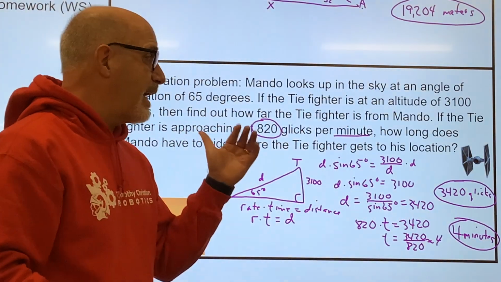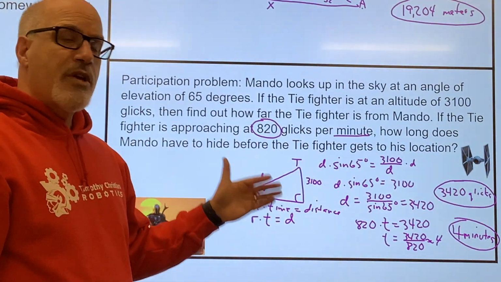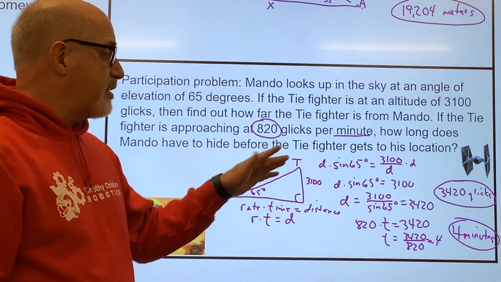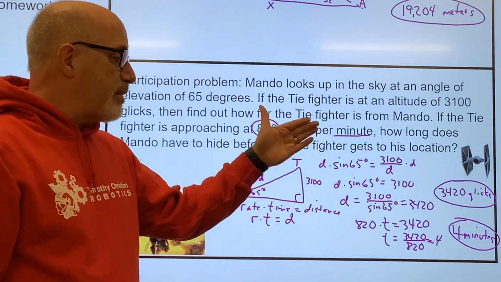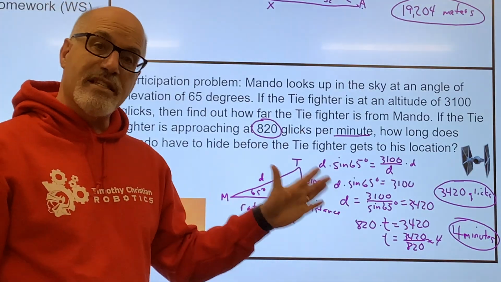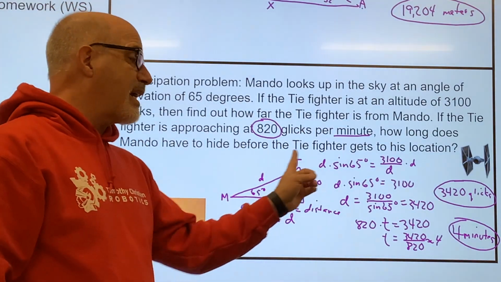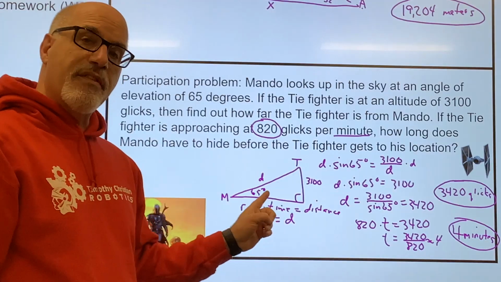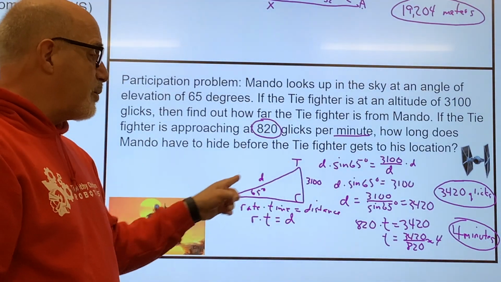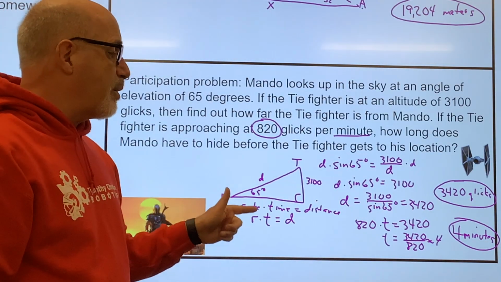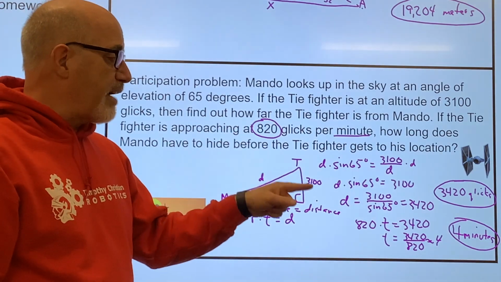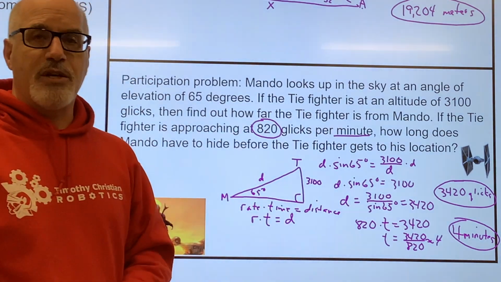So in this problem, again, we drew a picture. From the picture, we selected the correct trig function, and then we did our algebra to solve for the distance between the two, which happened to be the hypotenuse because it was saying the distance between the two of them. And then we found the answer for time using rate times time equals distance.